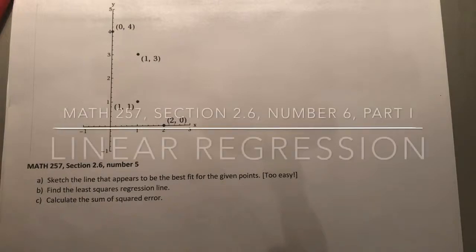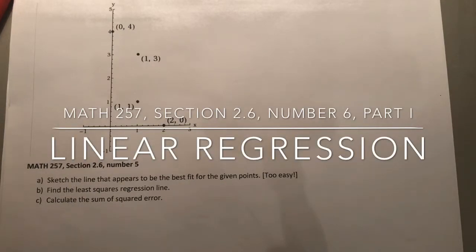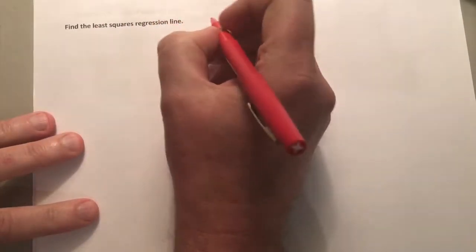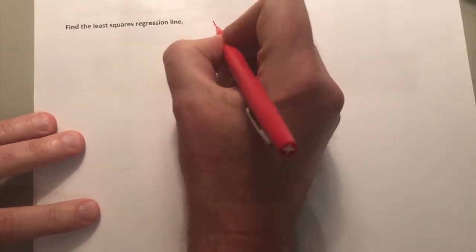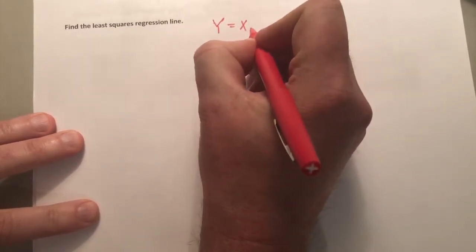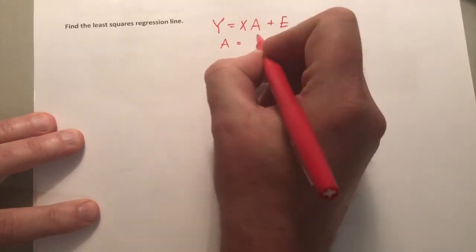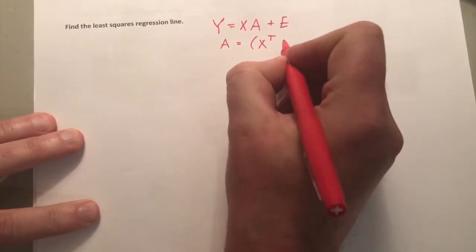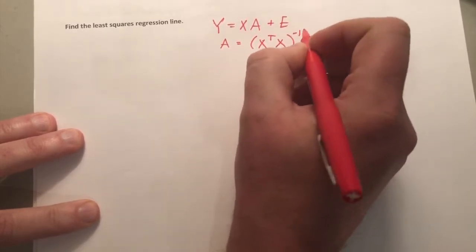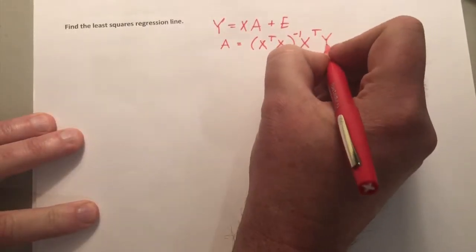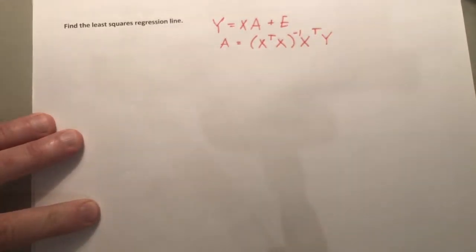The next part, find the least squares regression line. That certainly is something that requires some work, right? So we'll go ahead and do that. Now, what does it mean to find the least squares regression line in linear algebra? Well, here's the formula that you get from the textbook. And we define A, the matrix A, as this, which is going to be fun unless we use a calculator, in which case it's going to be really easy, more or less.